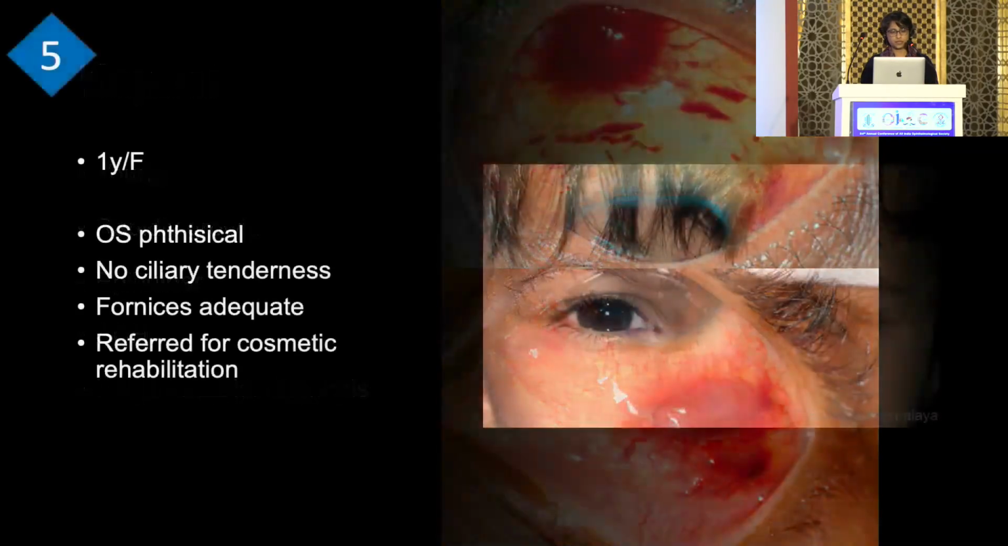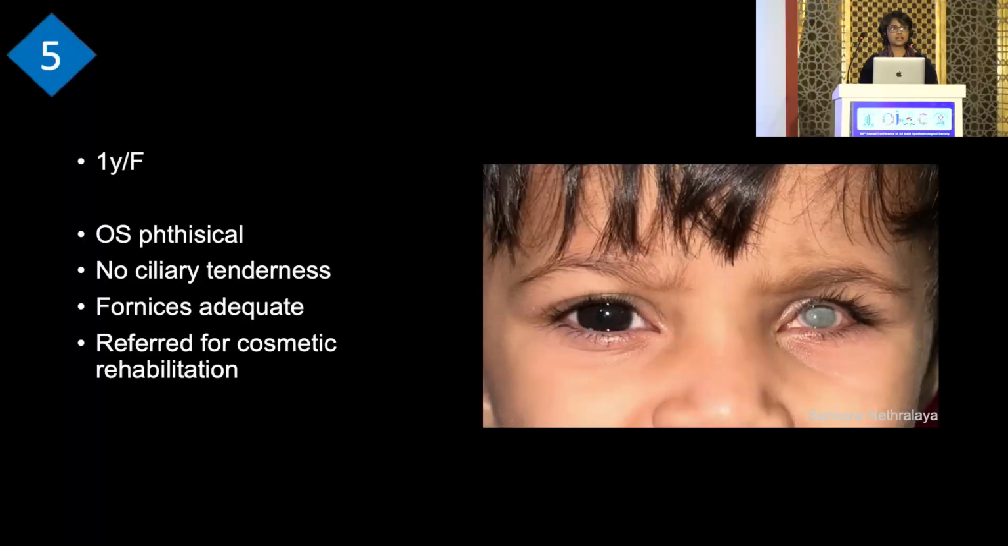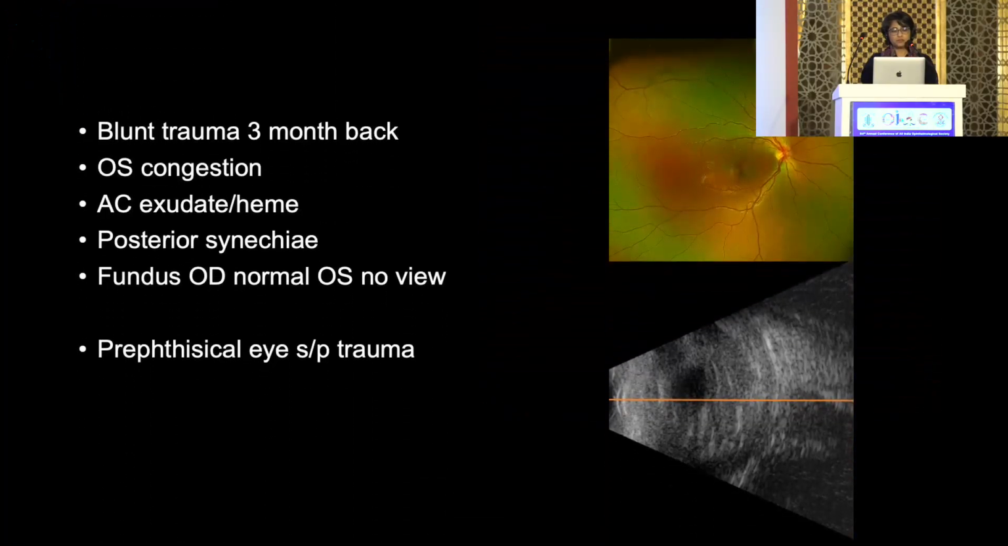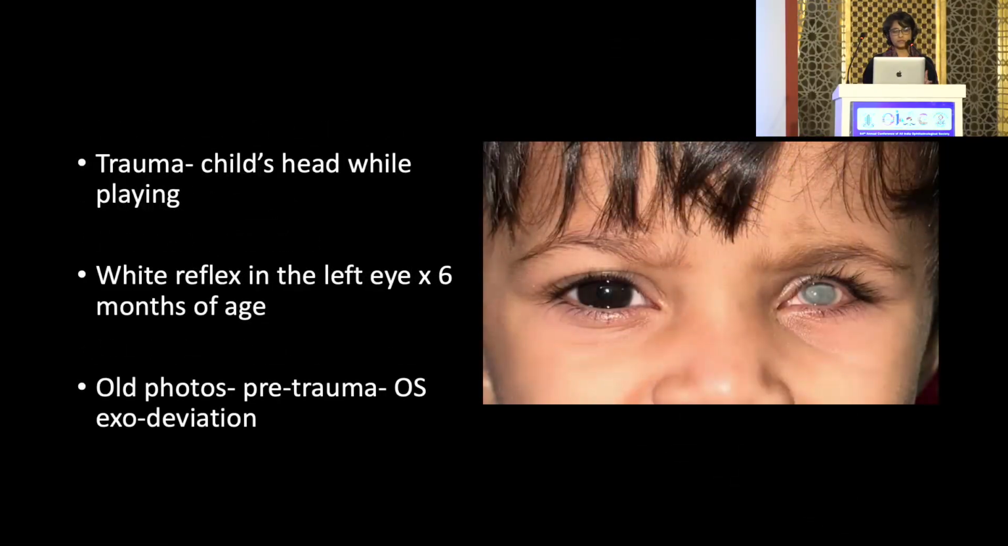Kaposi sarcoma. Now this was a young child actually who came to the oculoplasty department for cosmetic rehabilitation with a phthisical eye. The father gave a history of trauma 3 months back. At that time, when the child was evaluated, there was congestion, posterior synechiae, with the fundus view of the left eye not visible at all, but the right eye was normal, and she was diagnosed with a prephthisical eye following trauma. But when we asked the history, the father clearly said that the trauma was to the head, not to the eye, and it was an insignificant trauma.